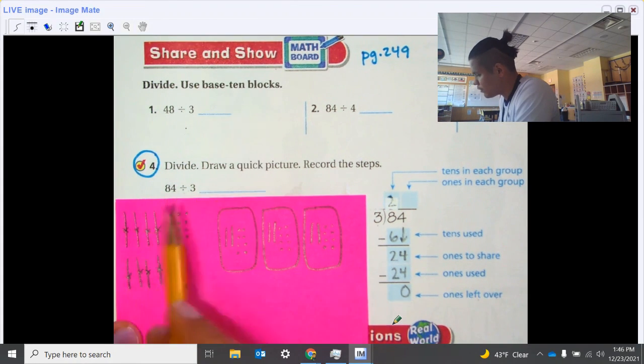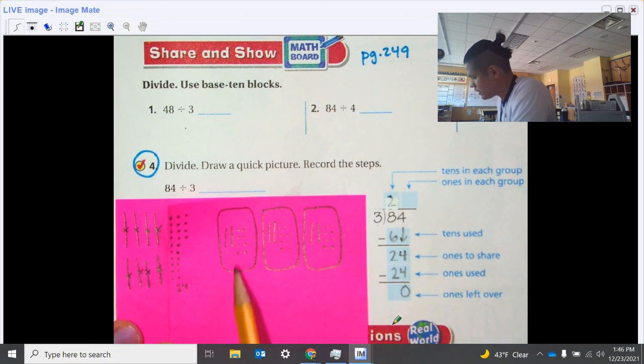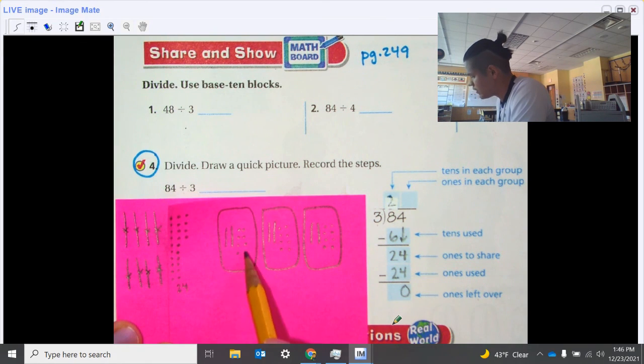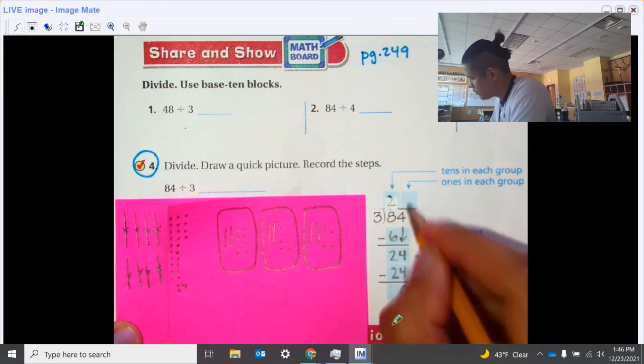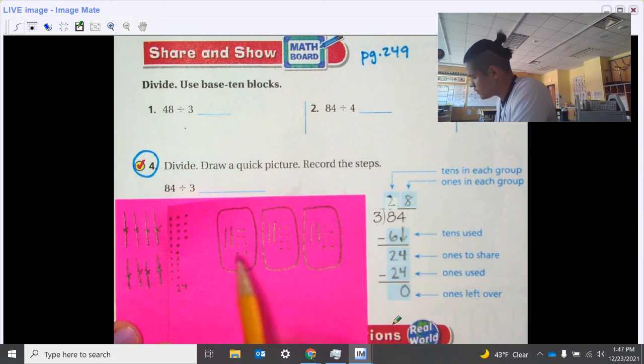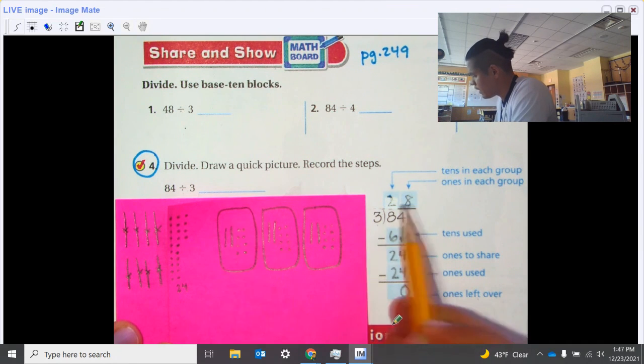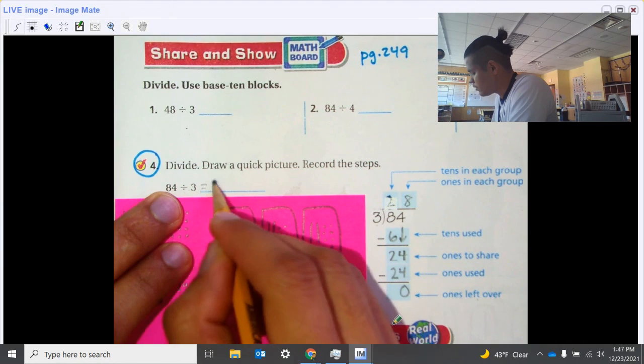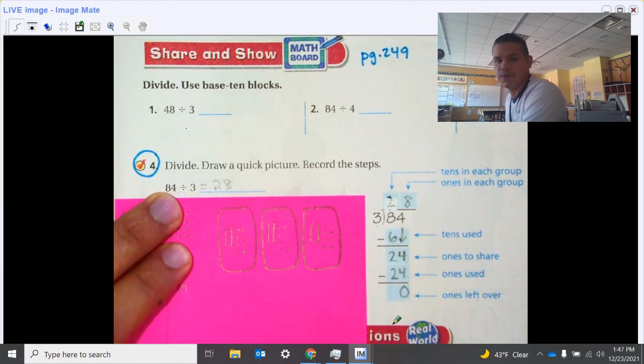So 84 divided by 3. Let's go and see how many I have in each group. So I have 10, 20, 21, 22, 23, 24, 25, 26, 27, and 28. So 8 ones, 2, 4, 6, 8, 8 ones. 84 divided by 3 is equal to 28 with no remainder.